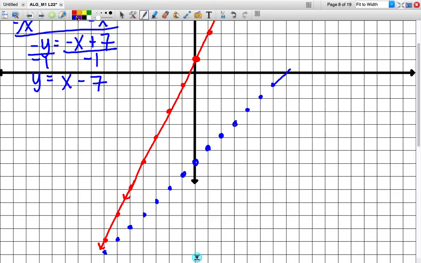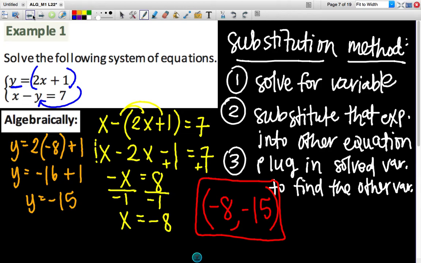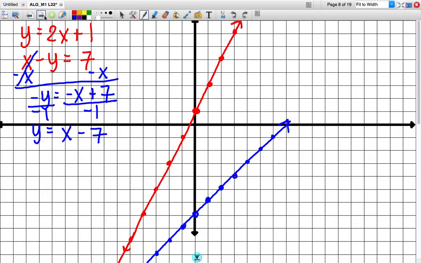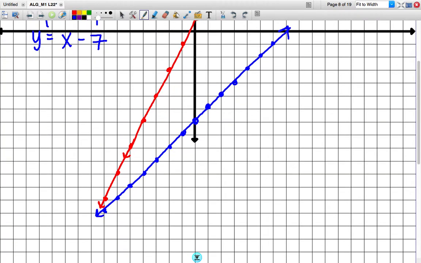And so when you graph this, you will eventually see that these two lines will cross at our solution. And our solution was -8 and -15. So if you look, we didn't actually hit it yet, but we will. Thus, the solution that you get algebraically, you will also get graphically. So graphically, the solution is where the two lines intersect.